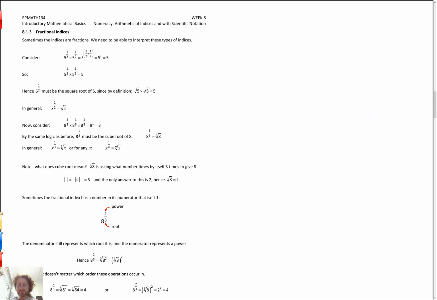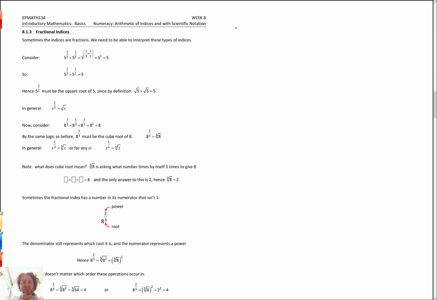Now, the analogy goes further, as I've written out here: 8 to the third times 8 to the third times 8 to the third is 8 to the third plus third plus third, which is 1. And the definition of what number multiplies by itself 3 times to give 8, well, that's the cube root. The cube root of a number is the same as a number to the third.